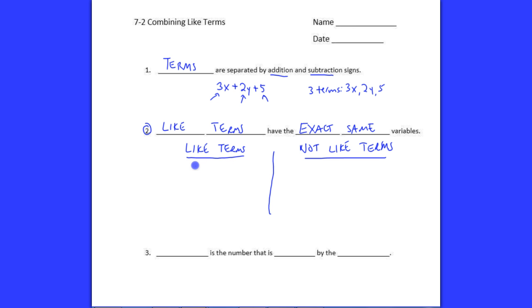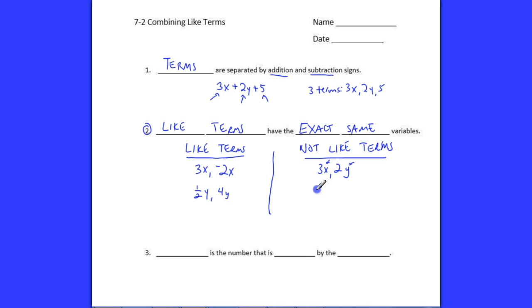An example of like terms might be 3x and negative 2x. Because they have the same variable, those are like terms. Like terms have the exact same variable. Here's an example that's not like terms: 3x and 2y. Those are not like terms because the y is different than the x. It doesn't matter what the number in front of the term is. Let's say I had 1/2 y and 4y. Those are like terms.